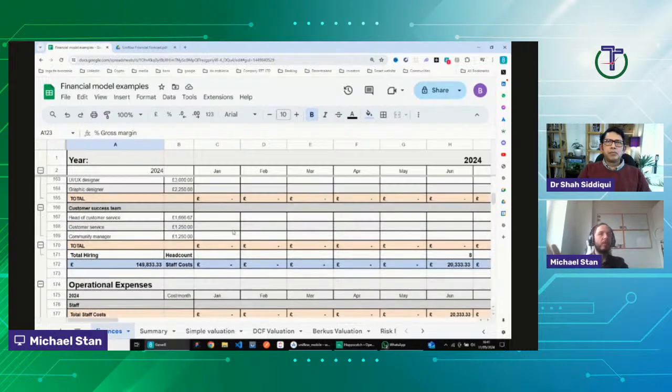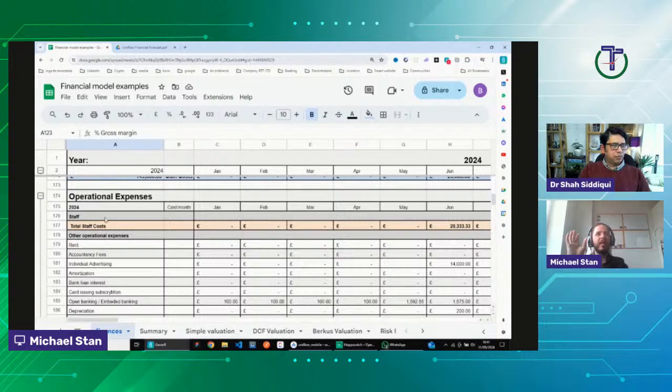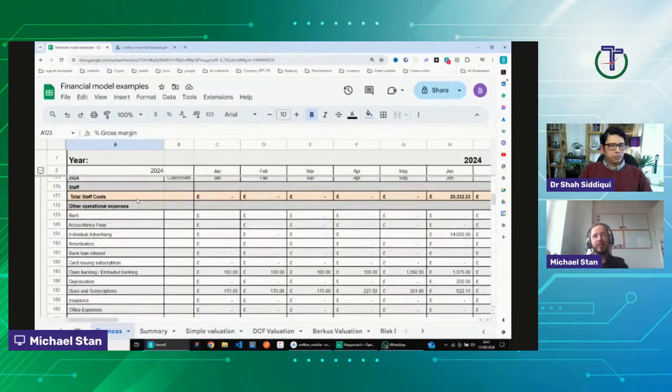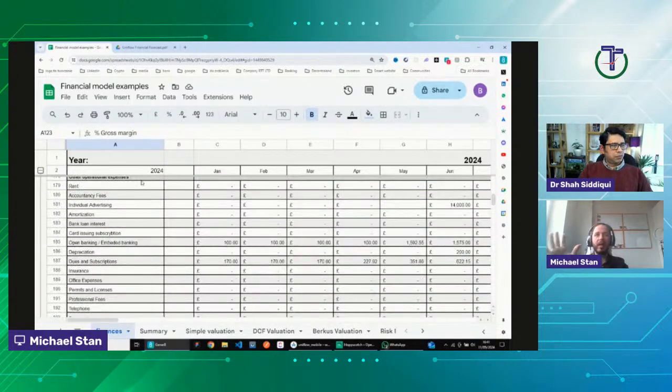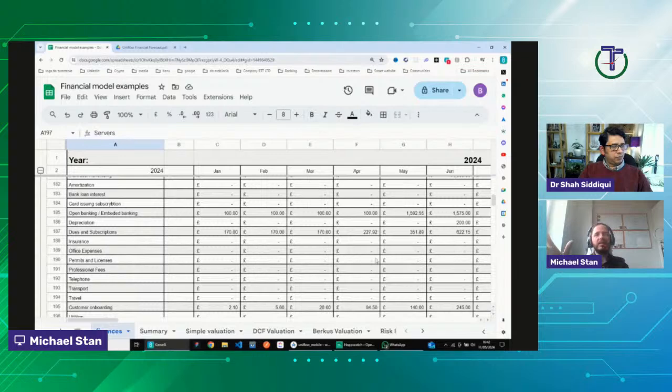So we have wages, we have salaries. You can put different types of employees that you want to have. Then you have the rest of the operational expenses, and in this one we have rent, amortization, depreciation, phone, whatever cost your business incurs, you should put over here. Like, it's a SaaS business, so they have servers, a server cost. They have customer onboarding costs, different professional fees in the later stage, insurance.